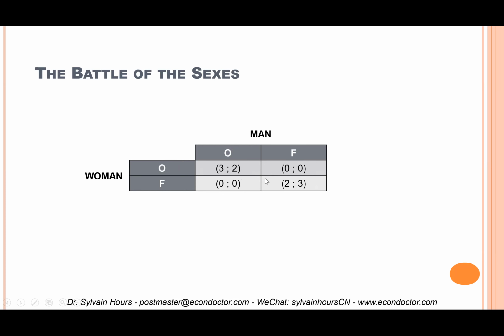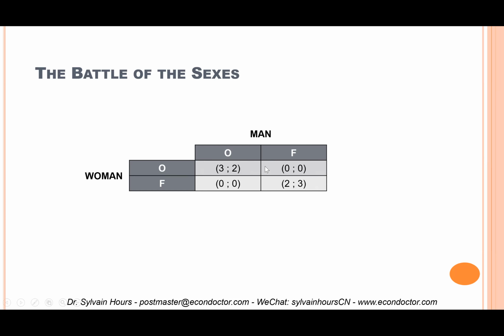On the diagonal, however, we have the two outcomes, the two combinations of strategies where they choose to go to the same event. So for example, this one would show a case where they both go to the opera, and in this case, they both go to the football game. Because they are together, they are very happy, but one is a little bit happier than the other because of course they have their personal preferences.